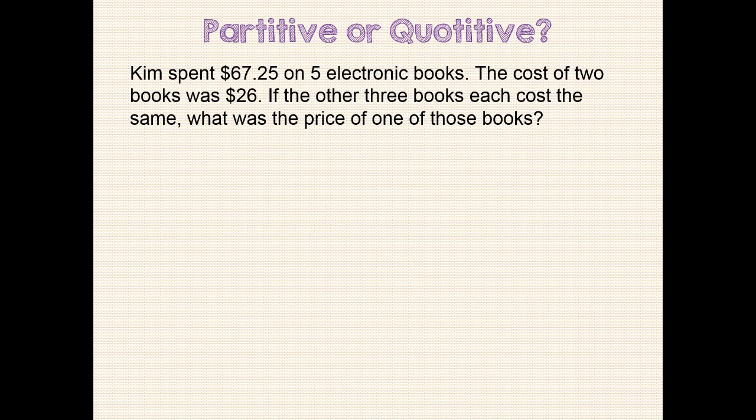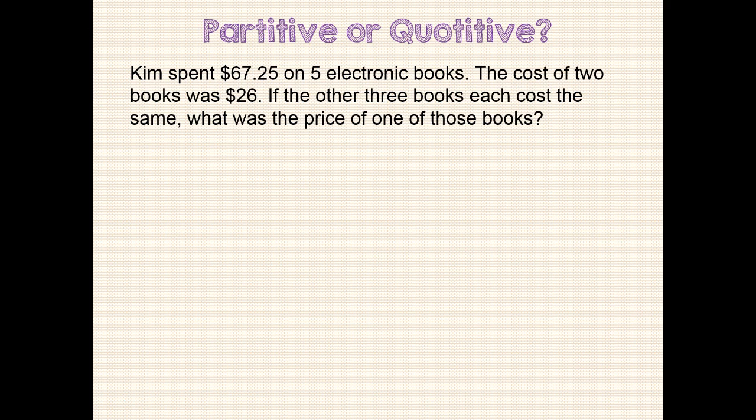Here is the first problem we will solve. Kim spent $67.25 on 5 electronic books. The cost of 2 books was $26. If the other 3 books each cost the same, what was the price of one of those books?